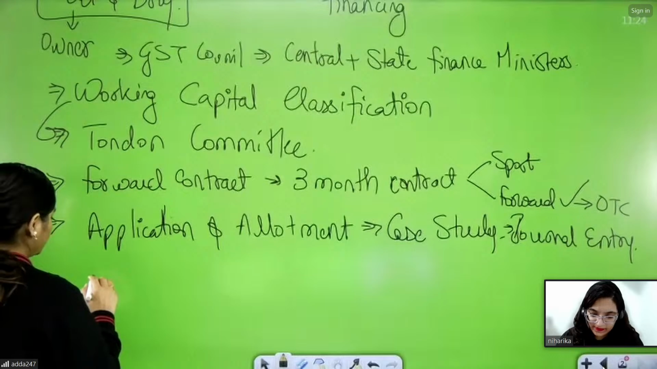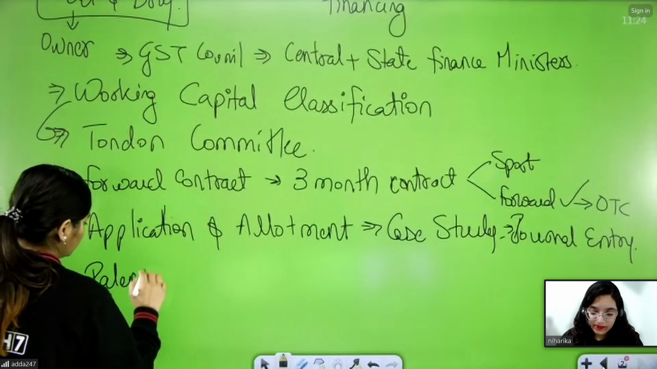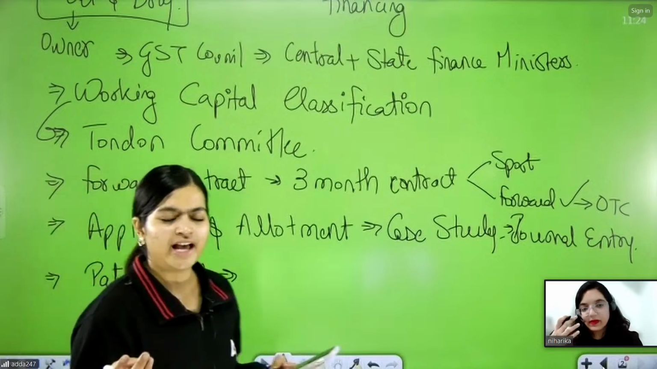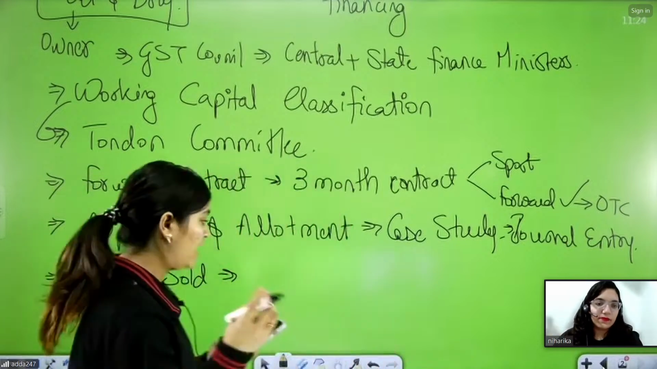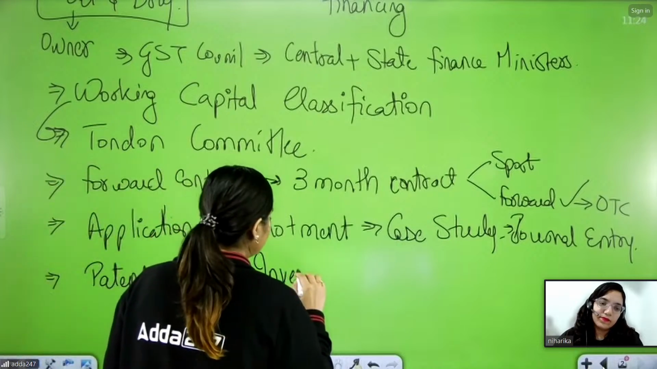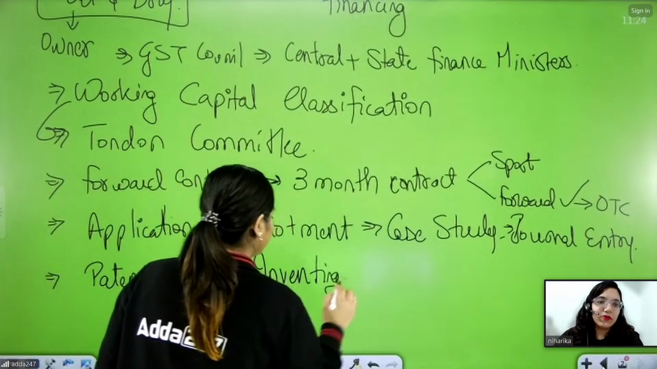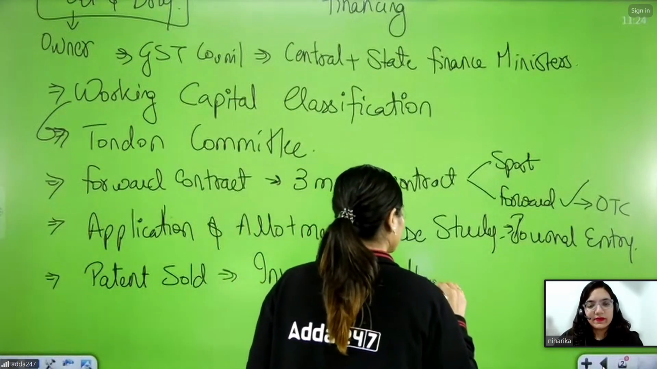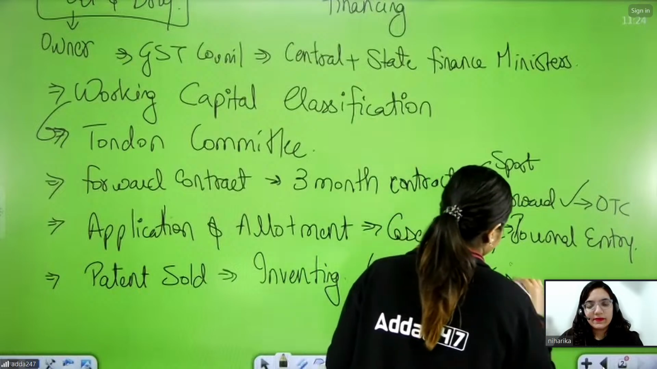See, one question was there that patent sold. In this, you need to identify whether it is an investing activity, operating activity, or financing activity. If patent sold is there, that is your investing activity, and this is an inflow of cash.